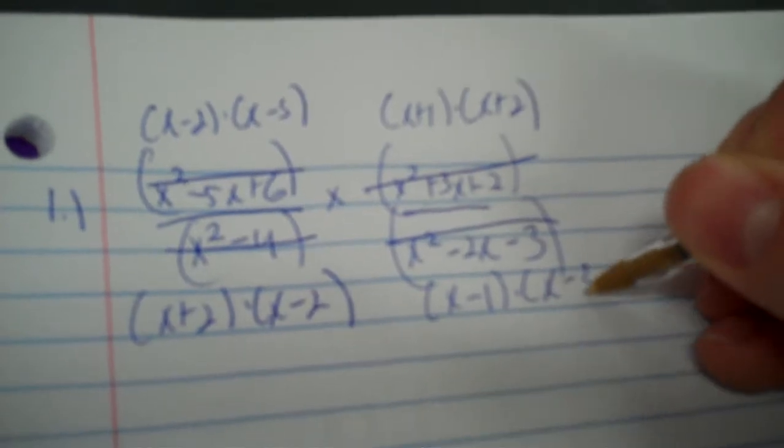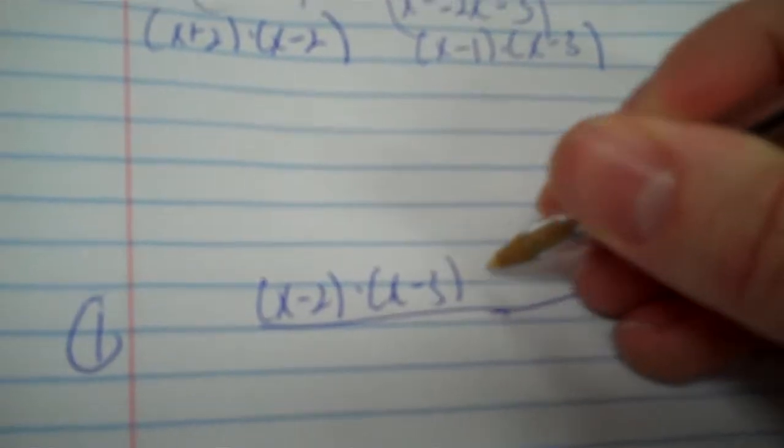It's just like first semester. X plus 1 times x minus 3. So that's all you're doing. You're factoring those and rewriting them in multiple parentheses, okay? So then what you do, just rewrite the whole problem in 1 fraction at a time. So you get x minus 2 times x minus 3, x plus 1 times x plus 2.